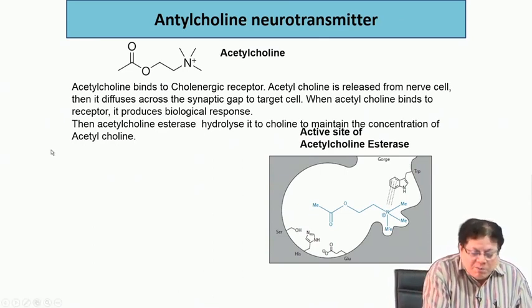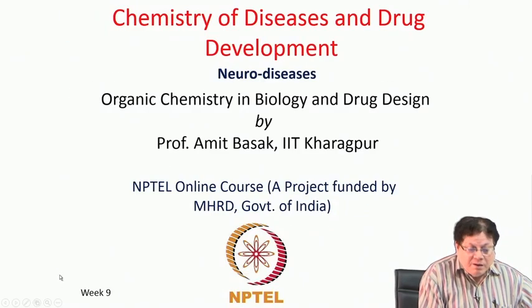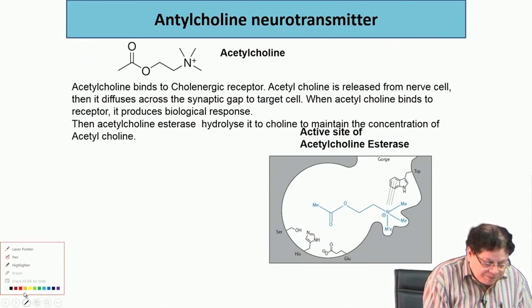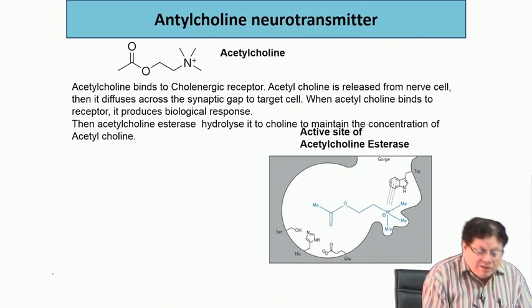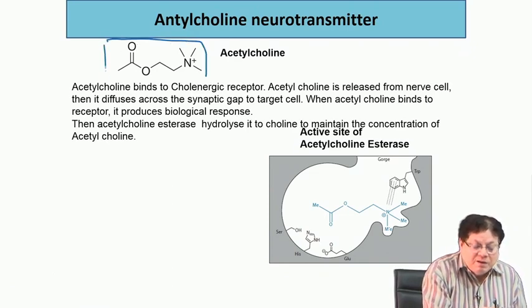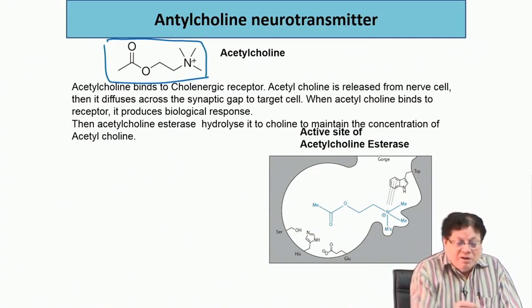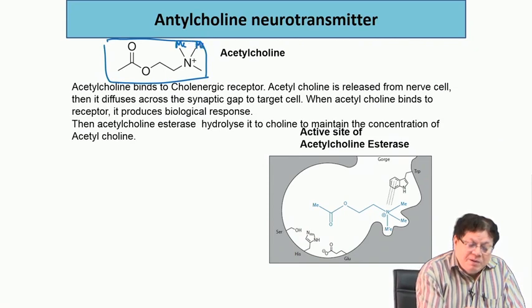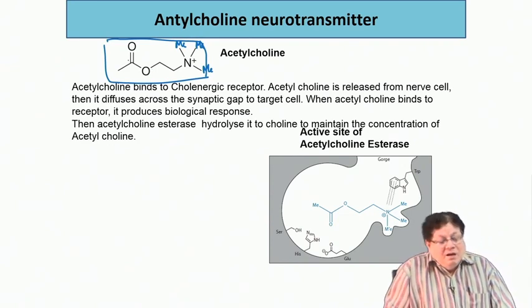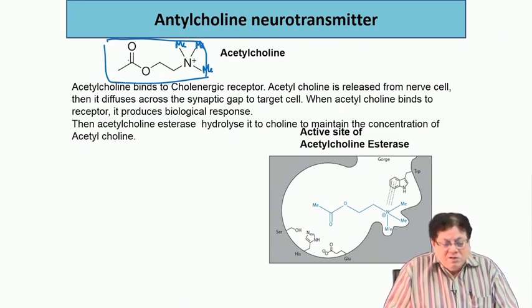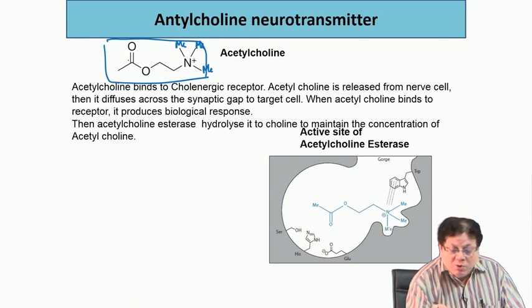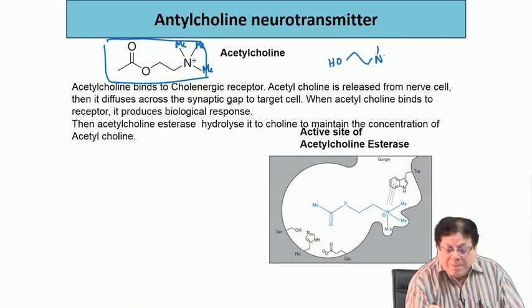So, today we are going to talk about a neurotransmitter which is called acetylcholine. Now, the structure of acetylcholine is given here, very simple. It is an ester, and it is basically an ethanolamine, but the amine is present as a quaternary salt. There are three methyl groups here. So, it is an ethanolamine derivative, and the alcohol is esterified by the acetyl group, hence the name acetylcholine. What is choline? Choline will be OH and then N with these three methyls and plus. This is only choline.